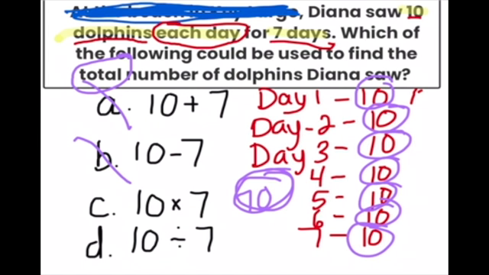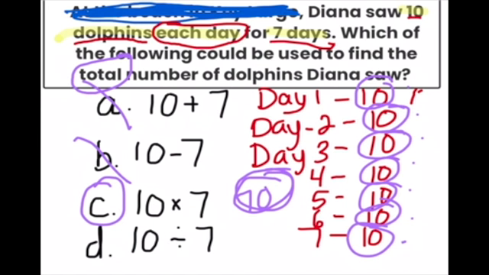C is 10 times 7. Let's see if that would make sense. So when we drew this out, I have 7 tens, right? I have 10, 10, 10, 10, 10, 10, 10. And that's 7 tens. And 10 times 7 is 70. And that is what we got when we counted by tens 7 times. So 10 times 7, I can safely say, is the correct answer.